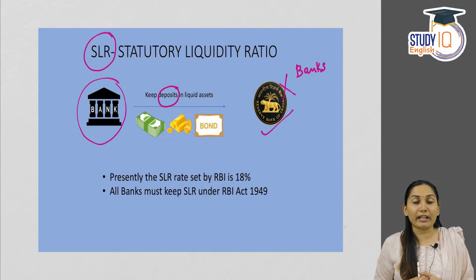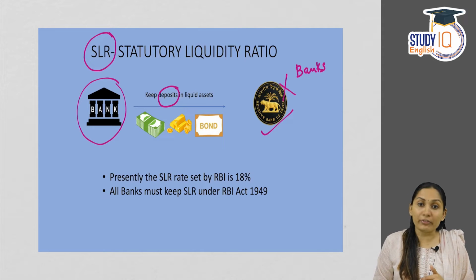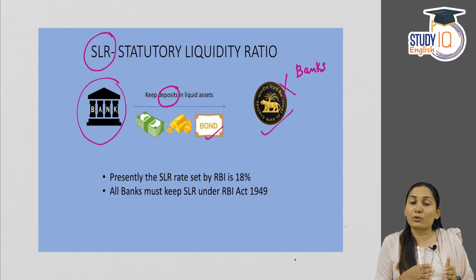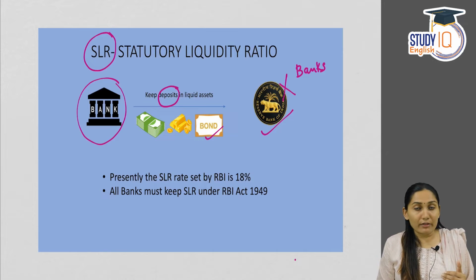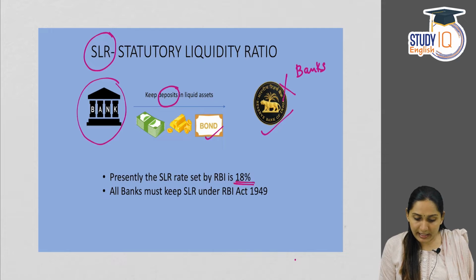So statutory liquidity ratio is the percentage of deposits the bank has to keep with itself. It can be in the form of cash, it can be in the form of gold, or it can also be in the form of government securities. Unlike in case of CRR, CRR has to be kept in terms of cash itself. It's cash reserve ratio. Whereas SLR, it's statutory liquidity ratio, which can be kept in the form of cash or in the form of gold or even in the form of government securities. So presently SLR is 18% and all the banks have to keep SLR under the RBI Act of 1949.